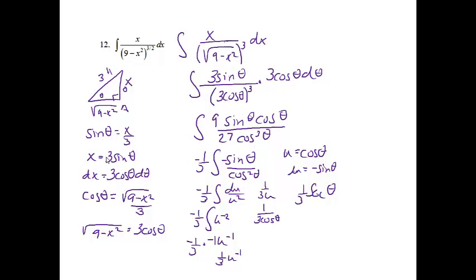So secant theta, we didn't find secant theta, but we certainly can. So we have 1/3 times secant theta, which would be 1 over cosine. It's going to be hypotenuse over adjacent. So it's going to be 3 over the square root of 9 minus x squared. My 3's are going to cancel. So I will be left with 1 over the square root of 9 minus x squared plus c.